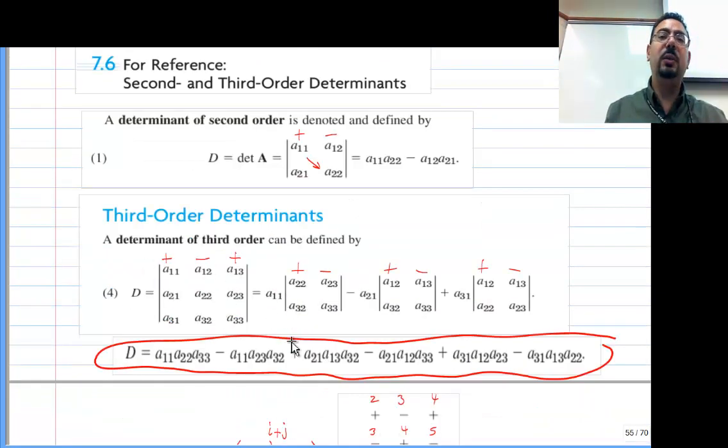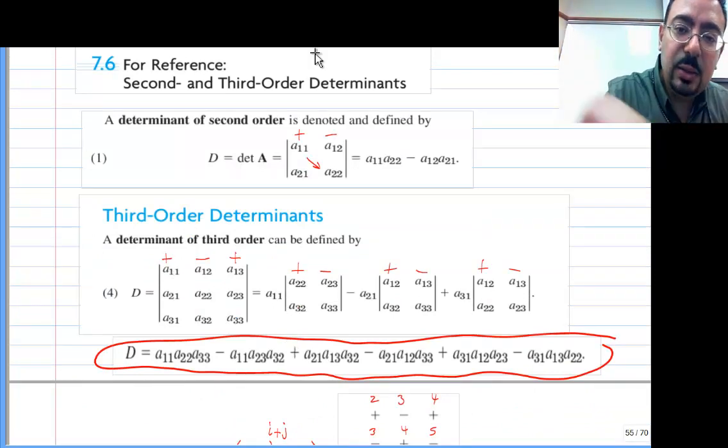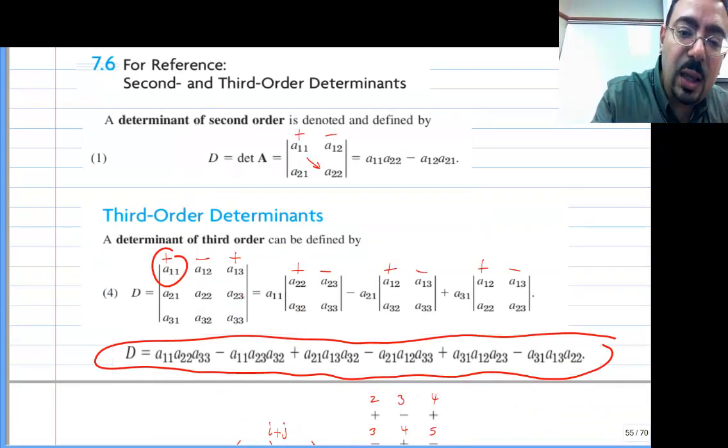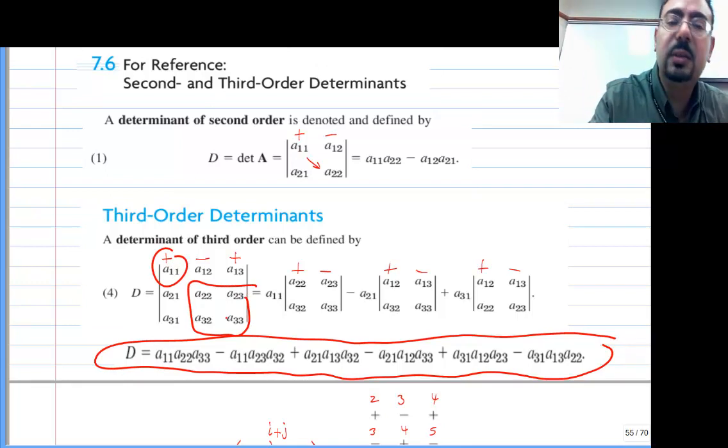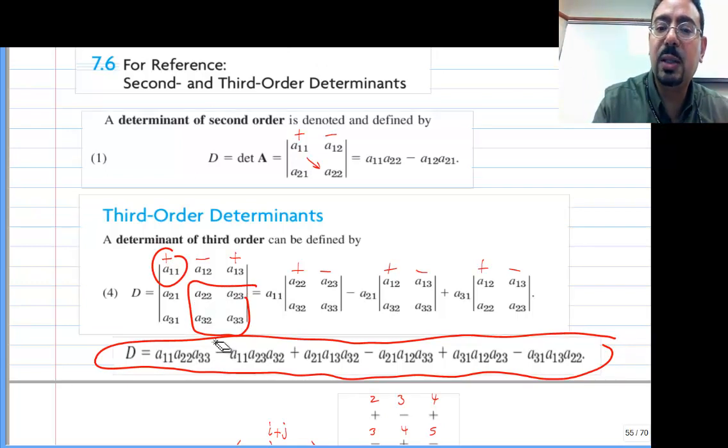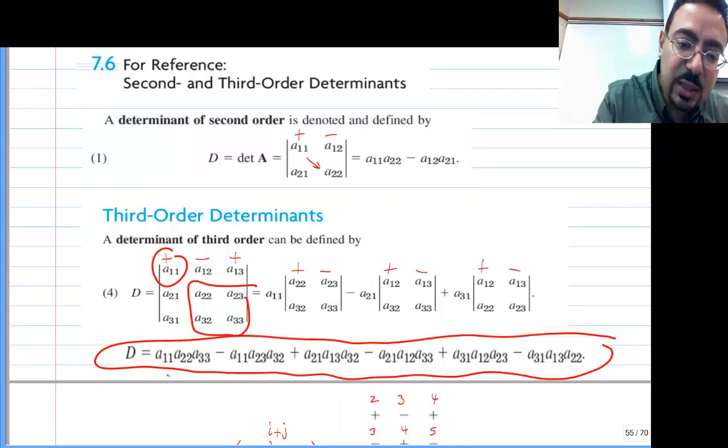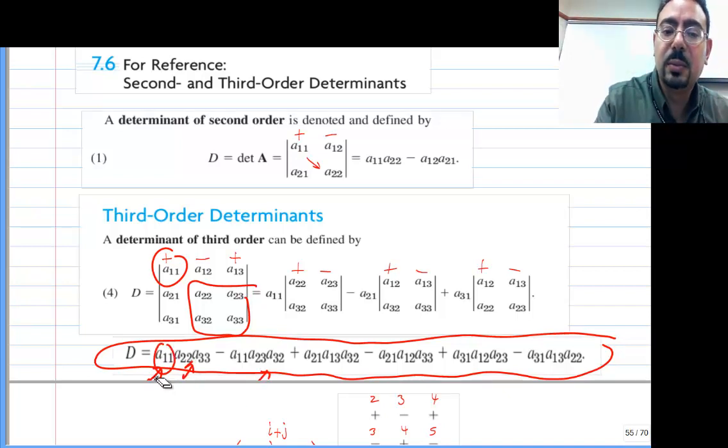What if it's 3 by 3? So if it's 3 by 3, it's this guy multiplied by the determinant of that smaller matrix. What is the determinant of that smaller matrix? We did that before, right? It's the diagonal minus this. It's A22 times A33 minus A23 times A32. Right? So you can see how it's A11 multiplied by those two guys. Okay?